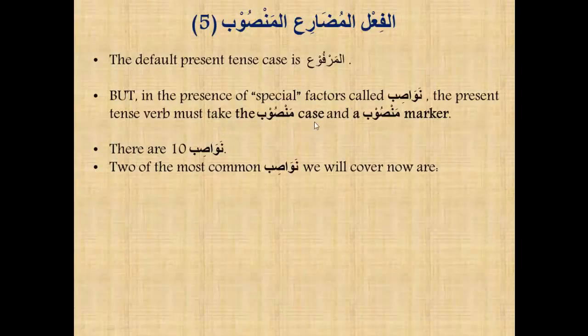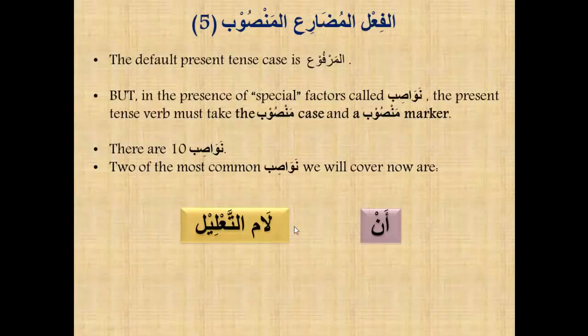We don't have a choice. In the presence of a nawasib, we have to use the mansub case, which means the verb must take a mansub marker. There are a total of 10 nawasib, 10 of these special factors that require us to use the mansub. And in this lesson right now, we'll be covering two of the most common ones, and they are an, the particle an, and lam ta'lil.